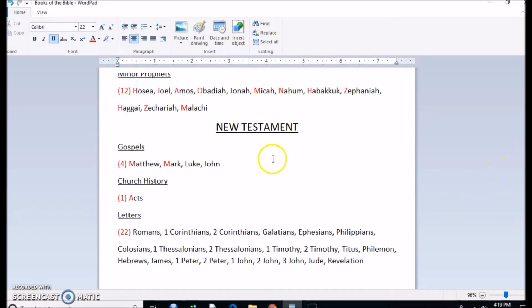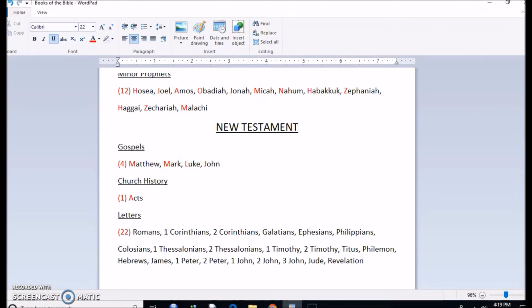And the first category in the New Testament is the Gospels. We have 4 books under the category of Gospel: Matthew, Mark, Luke, and John. That's easy to remember because they're very famous. Matthew is one of the apostles, and John is actually the cousin of Jesus. And Mark and Luke are also followers of Jesus.